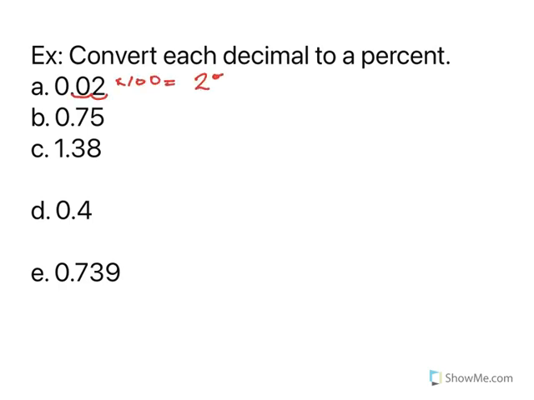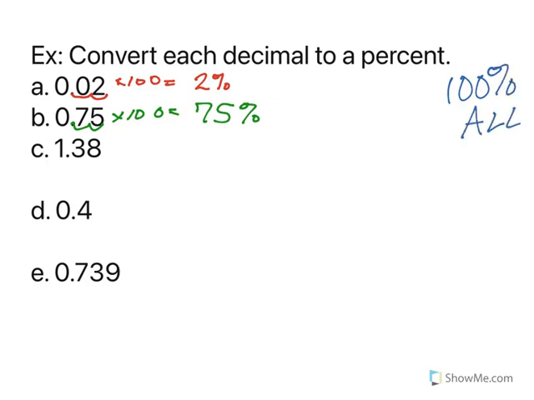So this gives me 2%. And you might say, well, these are all very easy. And I understand that. But it's very important that we understand the concepts. Now, you'll notice these first two are both less than 1. Right? 0.75 is 75%. When we think of the idea of 100%, 100% is the entire piece. So 100% is 1.